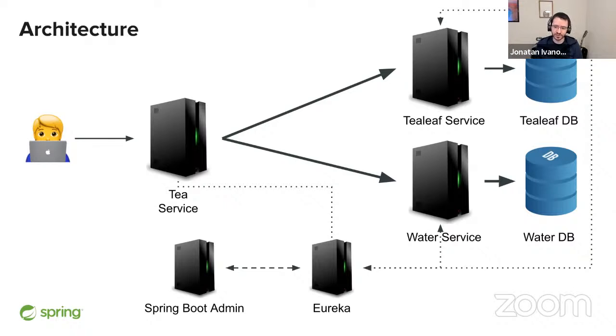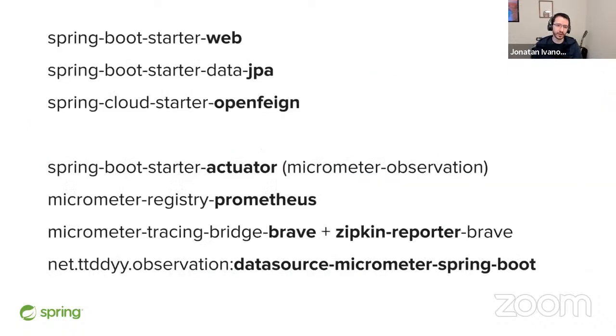And all of these services are also registering themselves into Eureka, which is a service registry. And there is also Spring Boot Admin, which talks to Eureka, and it shows you, hey, these are the available applications on a nice UI. And this is basically what we have in these apps. These are just MVC applications, they are using JPA. The T-Service is using OpenFeign as an HTTP client to call the other two.